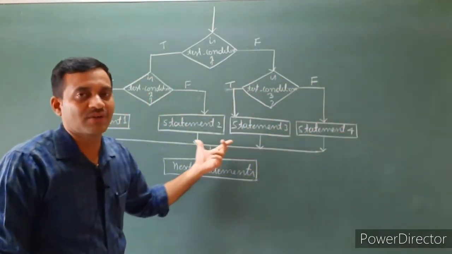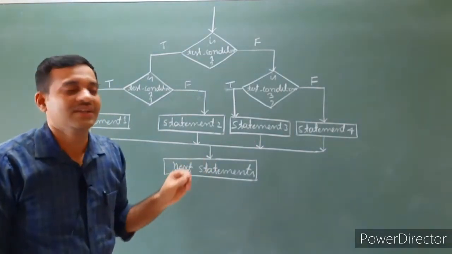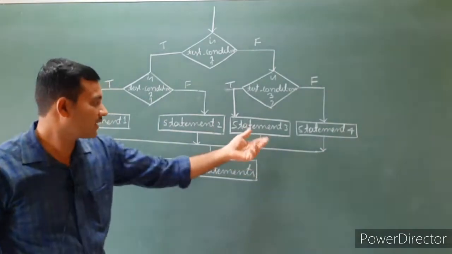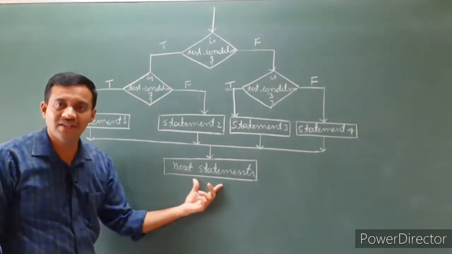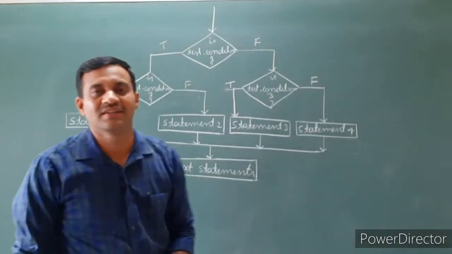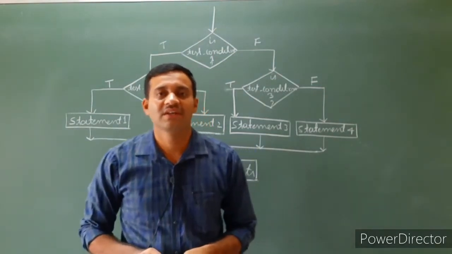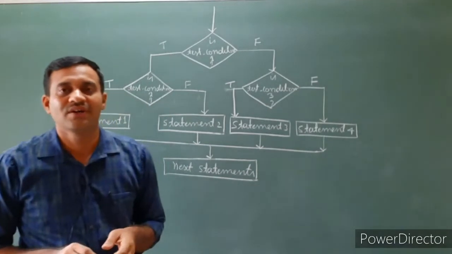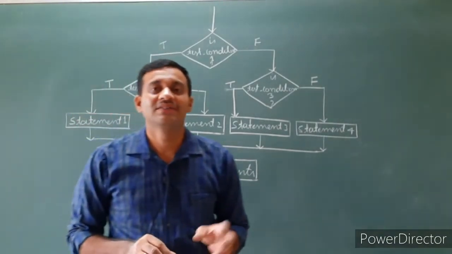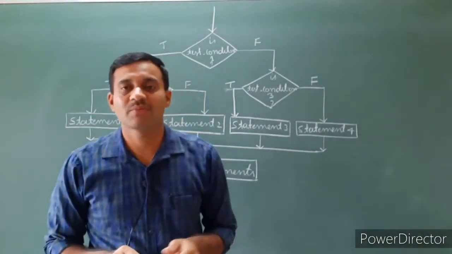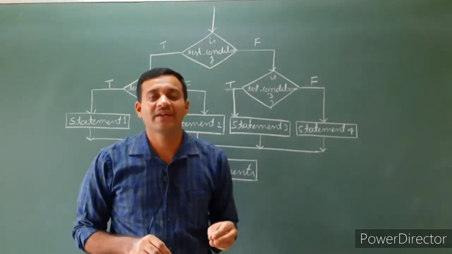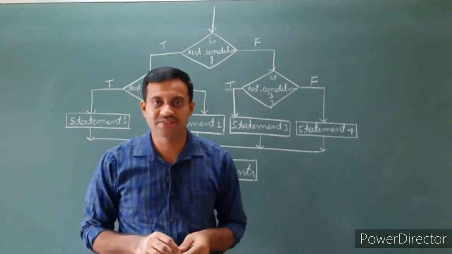After execution of any one of the statements, out of the 4 only one set of statements is executed. After that, it executes the rest of the statements. That is the working principle of nested if. The best example for nested if is to find the biggest among 3 numbers. We discuss how to find the biggest among 3 numbers.